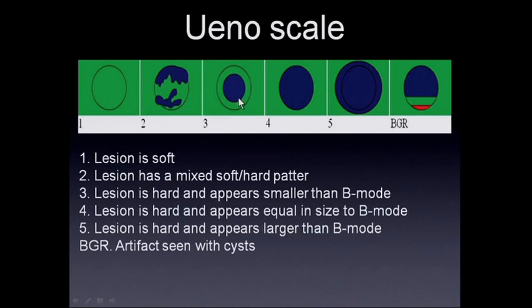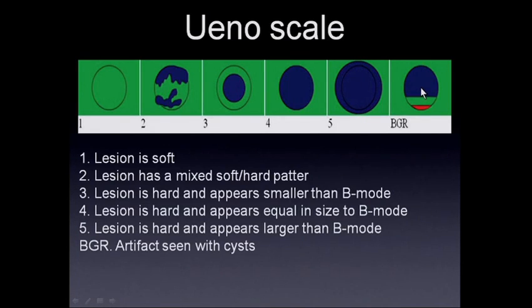3, the lesion is hard and appears smaller than on the B-mode image, and here the blue is meant to represent the image on the elastography, and the larger green circle is the size on B-mode imaging. 4, the lesion is hard and appears equal in size to B-mode imaging. 5, the lesion is hard and appears larger than it does on B-mode imaging.